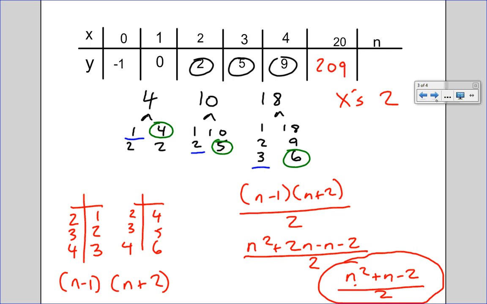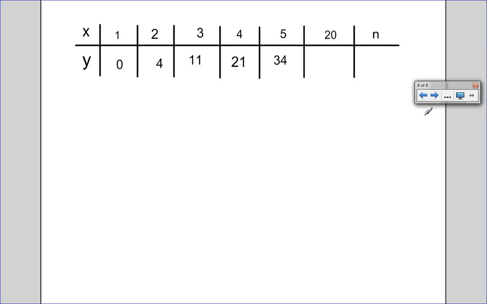All right, let's move on for one more problem. Pause the video and try to write the equation for this pattern. Okay, welcome back. Hopefully you checked it and saw that you have 4, 7, 10, and 13, so your difference is not linear. So let's go ahead and write 4, 11, and 21.